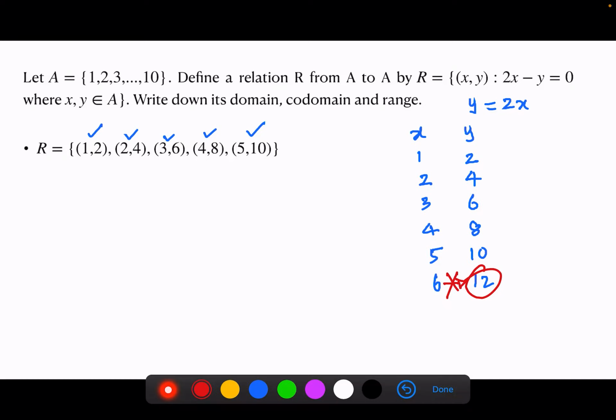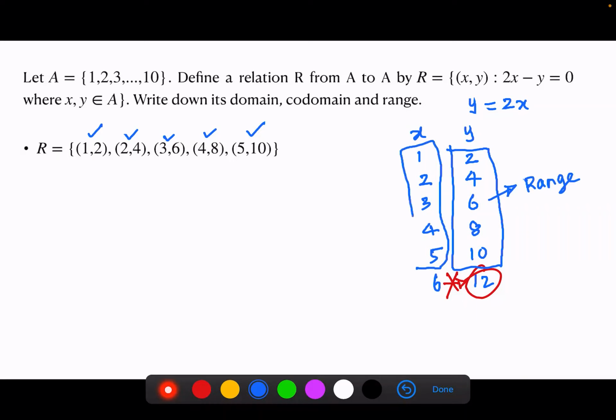So what is the range for this relation? The range will be this: these are the elements in the target set that are connected. The domain will be these. Now, when it comes to codomain, you are taking the entire target set, so this entire thing becomes the codomain. Clear, Harsha? Yes, sir.